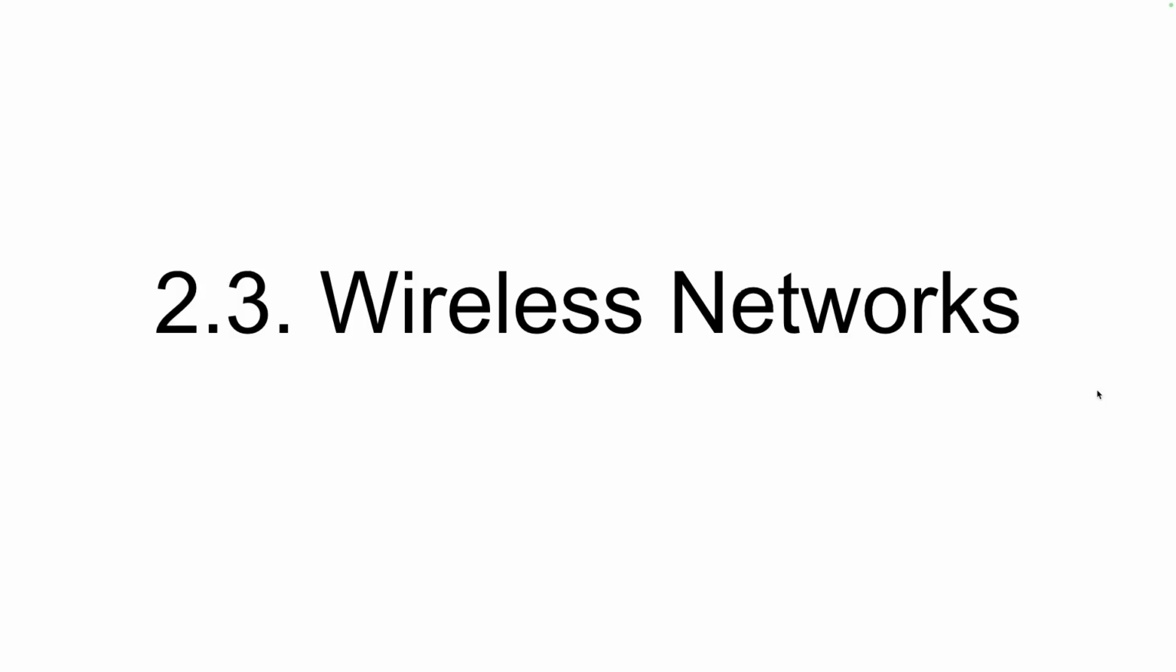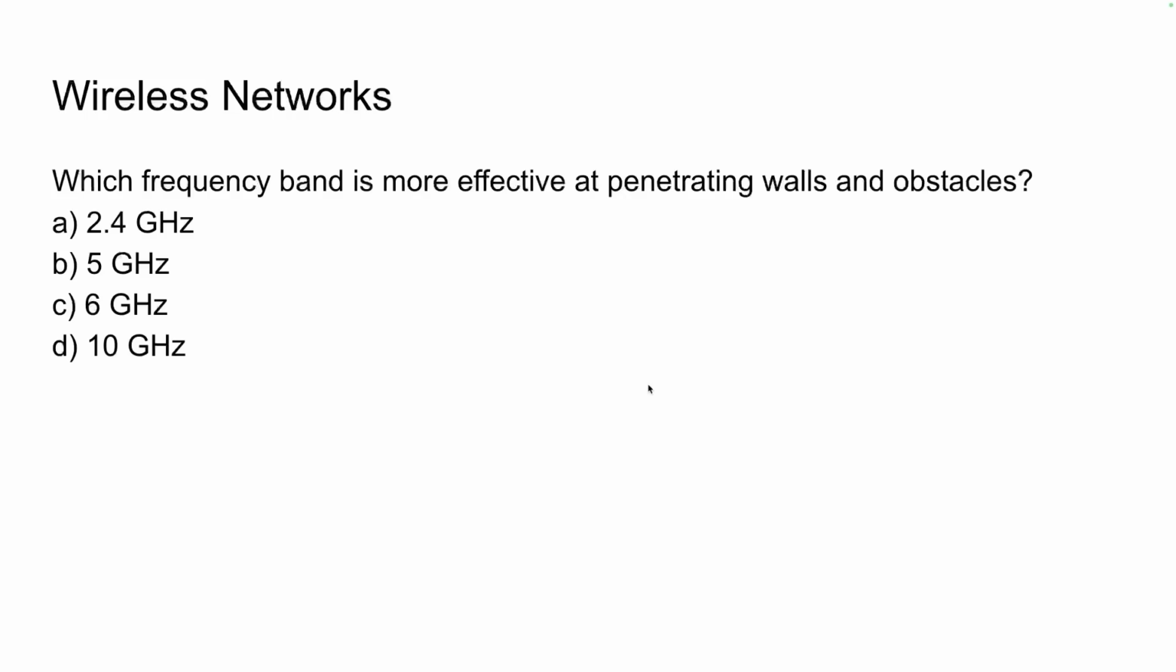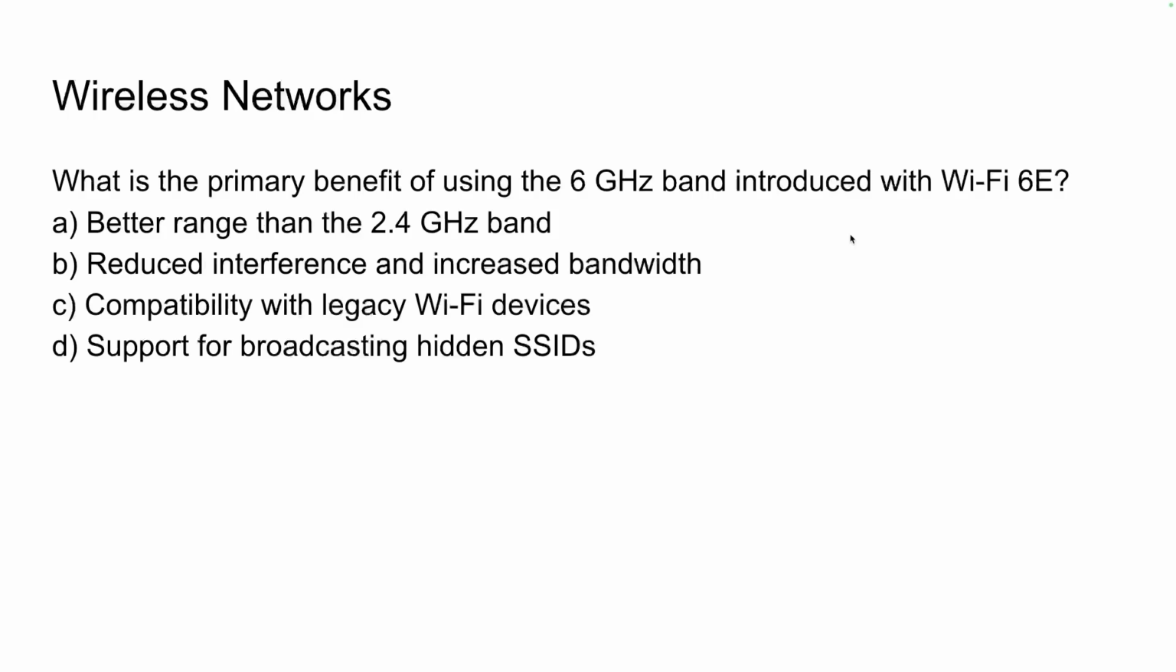And we have finally arrived at our practice questions. So let's go. Which frequency band is more effective at penetrating walls and obstacles? If you remember, first of all, 10 gigahertz is not an answer that we have over here. 5 and 6 gigahertz are not good at penetrating through walls, and you have to be closer to the router, which means that 2.4 gigahertz is the one that's really good at penetrating walls.